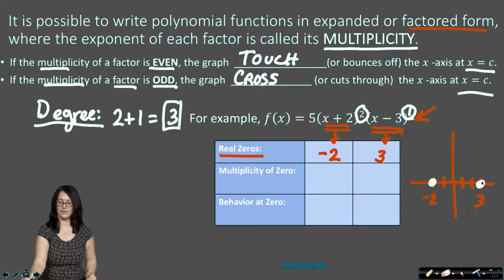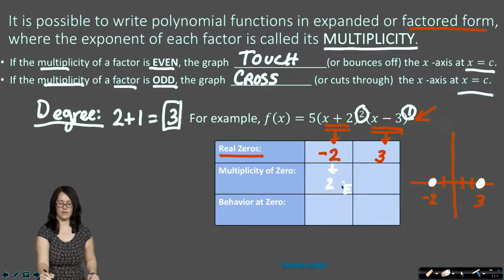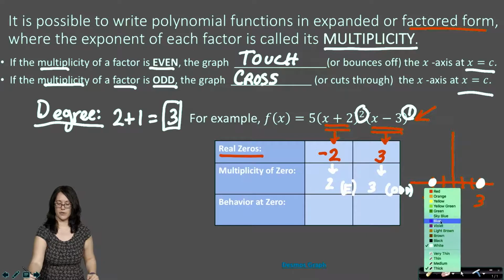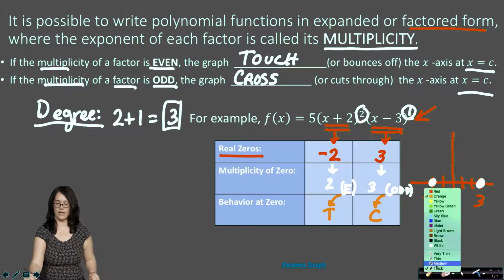So at 3, I'm expecting to actually change signs, right? After 3, I'm going to go from either positive to negative or negative to positive outputs. All right, so the multiplicity of the first 0 was 2, which was even. And the multiplicity of the second 0 was 3, which was odd. So that meant that the behavior at each of those zeros was determined ahead of time. We knew that an even multiplicity factor meant that we're going to touch there, but an odd multiplicity meant we're going to cross there.